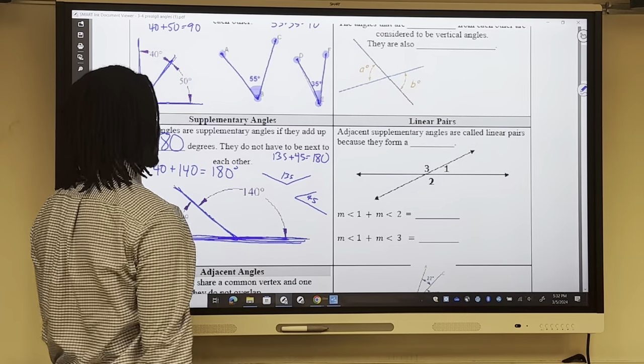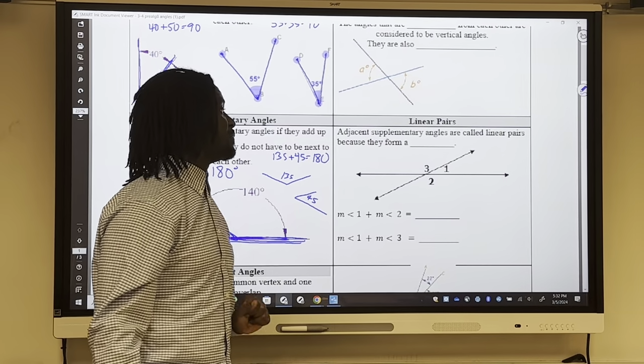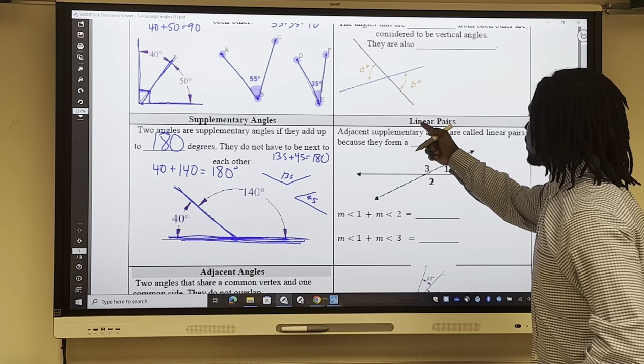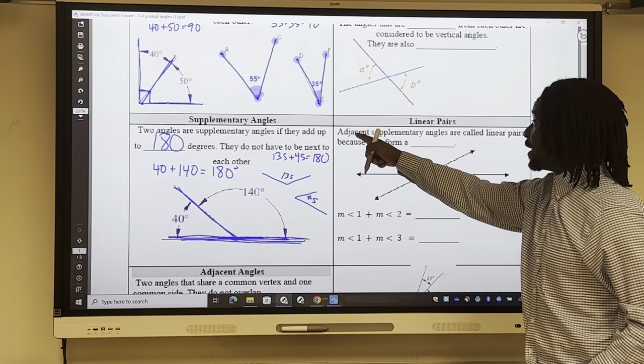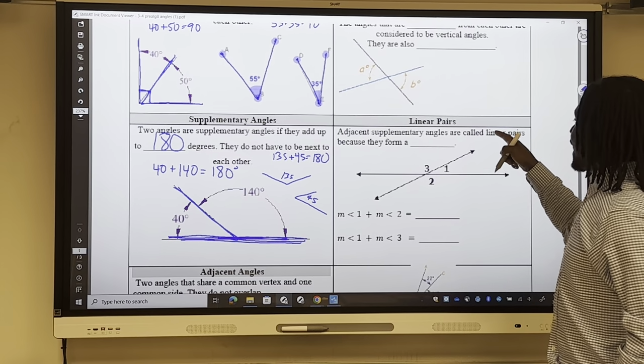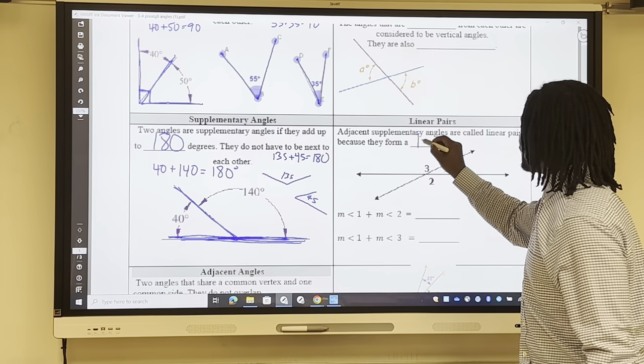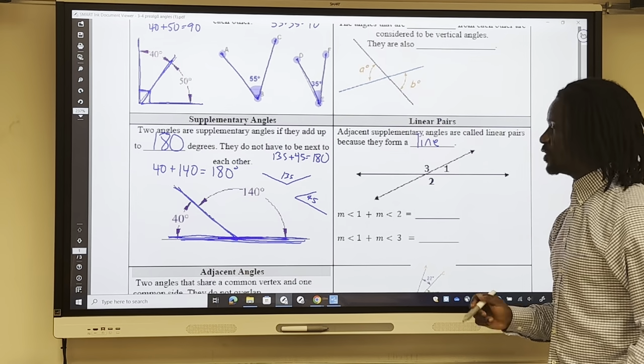Actually, I got ahead of myself. Adjacent supplementary angles make a straight line, so let's go ahead and do these now. Linear pair: when two angles are adjacent to each other, meaning they are touching, then they form a line. That's kind of the point I was just showing you.